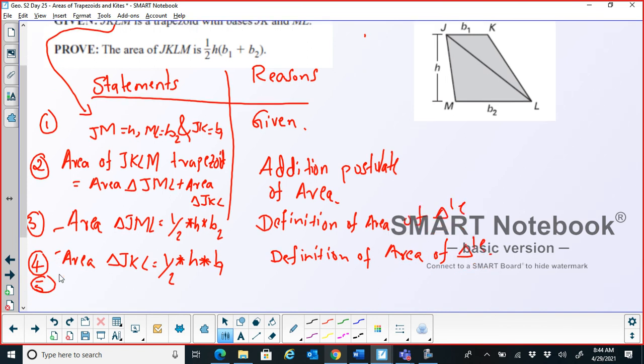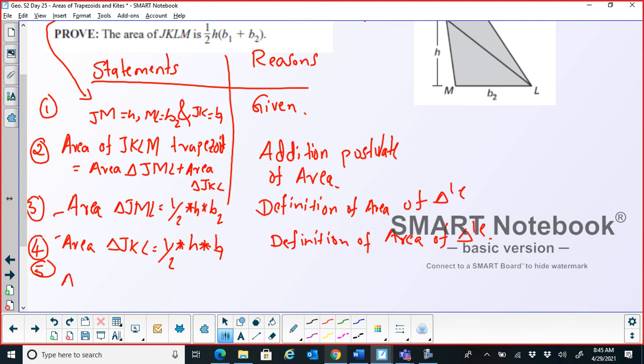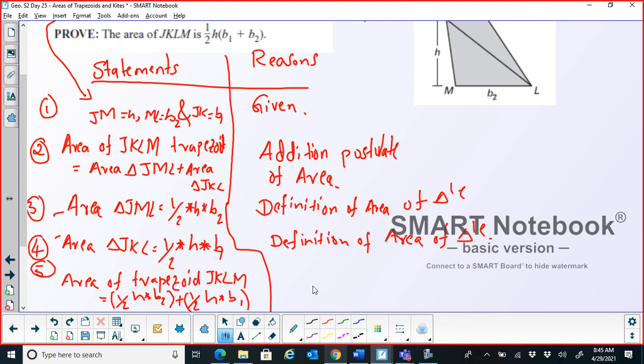I will have area of trapezoid JKLM equals half h times b2 plus half h times b1. Okay, let me put this in parentheses. For this step, the reason was the substitution property.